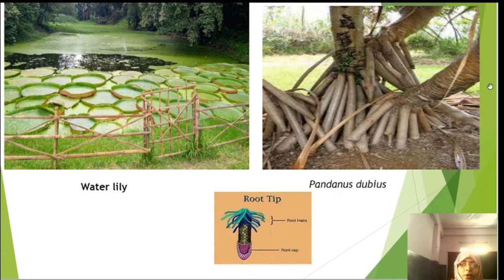Next you can see Pandanus dubius. What I told you is the root cap. You can see it down here. I have written the root tip, which is below the root. You can see some purple colored structure. That purple colored structure is called the root cap. You can see those root caps in the picture also. So this Pandanus dubius is very famous for various kinds of root caps.